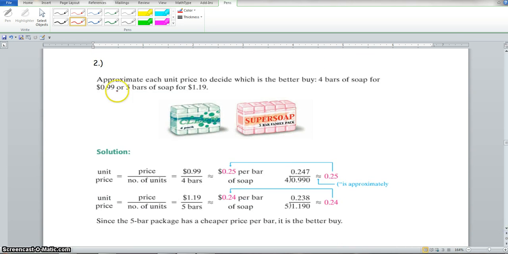Now, number 2. Approximate each unit price to decide which is the better buy. 4 bars of soap for 99 cents or 5 bars of soap for $1.19. So what we would do is we would take the 99 cents divided by 4 bars, because remember the dollar amount goes first. And then we would take $1.19 divided by 5 bars. And if you notice, with our money, we always round to 2 decimal places. So 99 cents for 4 bars is about 25 cents per bar. $1.19 for 5 bars is about 24 cents per bar. Now, the one with the better buy, of course, is the 5 bar package, because 24 cents is less than 25 cents.